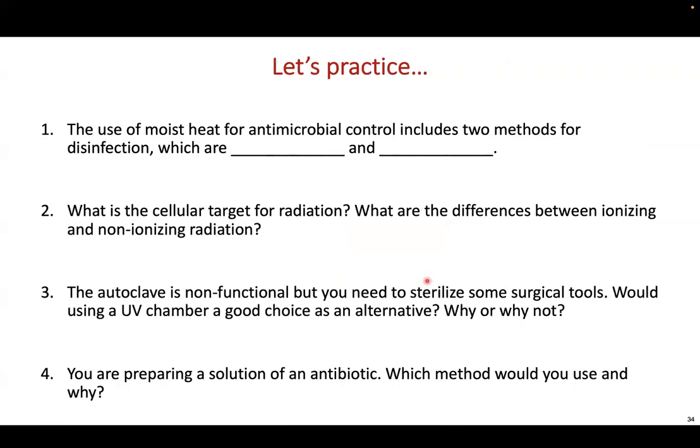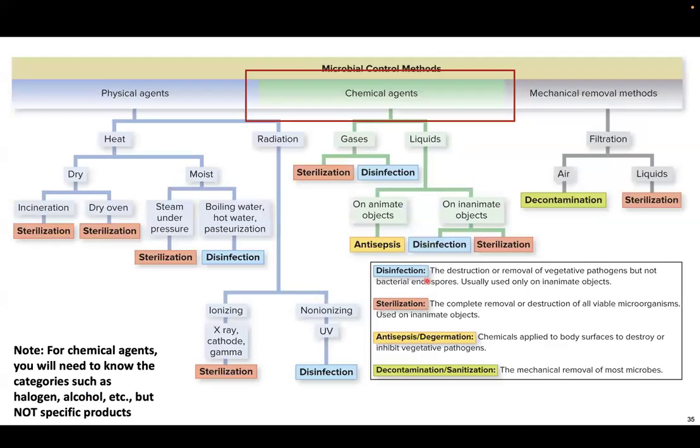So you can practice this, and we can also talk about that in class. The third one is the chemical agent. Under chemical agent, we have gases and liquids. Under gases, we are going to need gases for both stabilization and disinfection. And under liquid, you use it on animate objects and also on inanimate objects. The ones you use on animate objects are responsible for antisepsis, and the ones for inanimate objects are responsible for disinfection and stabilization.